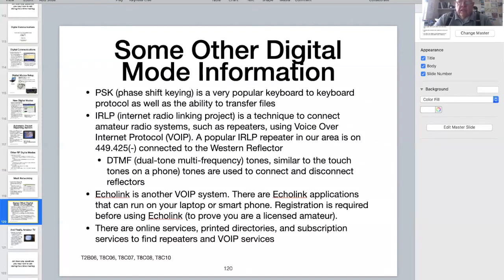I often use Echolink to talk with my son in Ohio. A local trucker who often drives a route through New Mexico, Arizona, and Southern California will use Echolink on his smartphone to connect with an Echolink connected repeater in the Salt Lake area to talk with his ham radio friends in the area. So how do you find these repeaters and VoIP services?